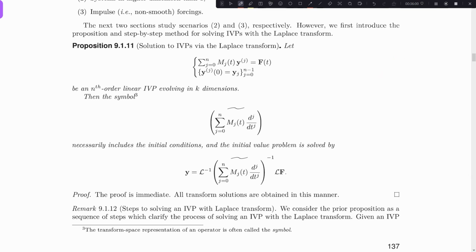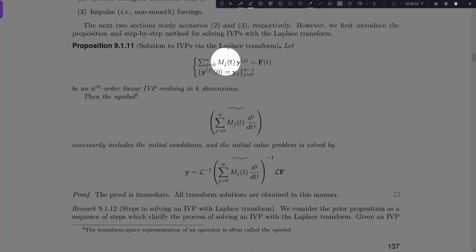And what I'm going to do is calculate the Laplace space representation of these j derivatives and multiplication by these m matrices, and I'm going to call that a symbol. I use this as a footnote: the transform space representation of an operator is often called the symbol. So I'm going to call this the symbol of the operations on y.